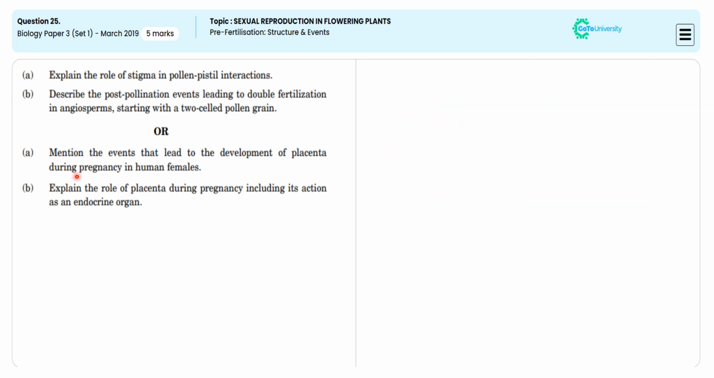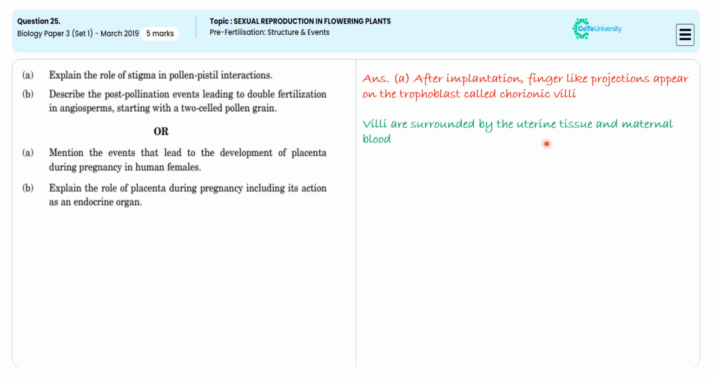In this first sub-question of the second optional question, they are directing us to specify the placental development during pregnancy in a human female. For this, we illustrate that after implantation, finger-like projections appear on the trophoblast, which are called chorionic villi. For this specification, we are getting 1 mark. And we need to specify that the villi are surrounded by the uterine tissue and maternal blood. For this specification, we are getting another 1 mark.